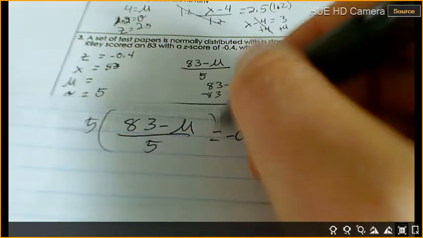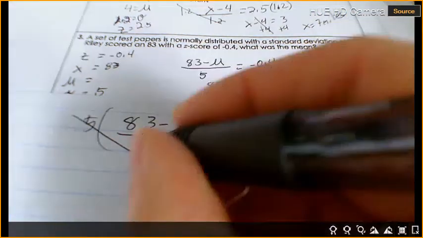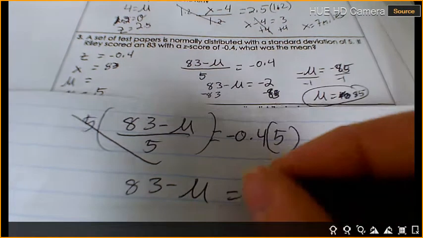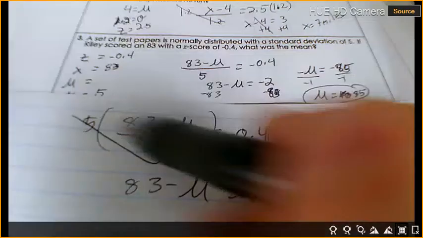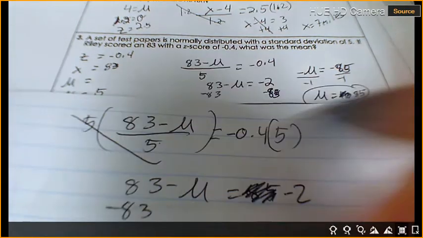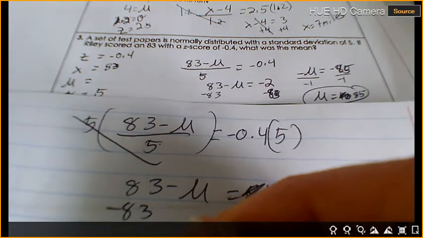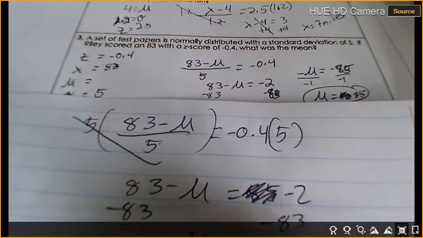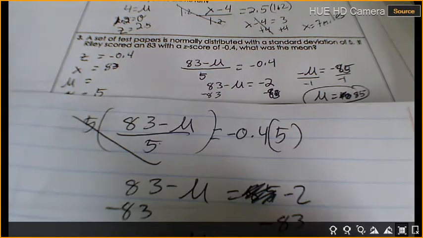Okay, I'm going to just do the whole thing again. So we've got 83 minus mu over 5 equals negative 0.4. First thing I'm going to do is multiply both sides by 5. These 5s cancel. And we get 83 minus mu equals negative 2, excuse me. Then I'm going to subtract 83 from both sides. And I get negative mu equals negative 85. Divide by a negative 1. And I get 85 is the average.